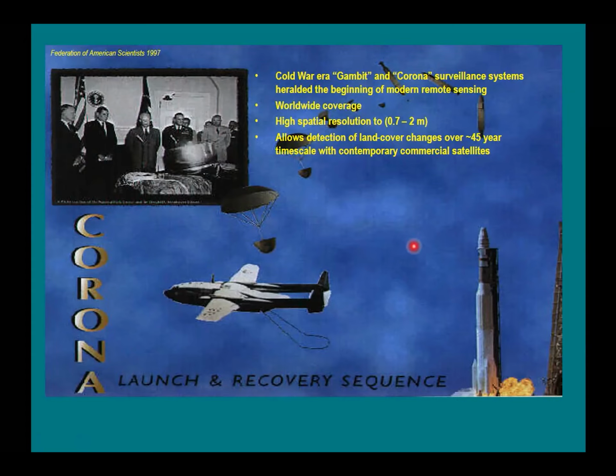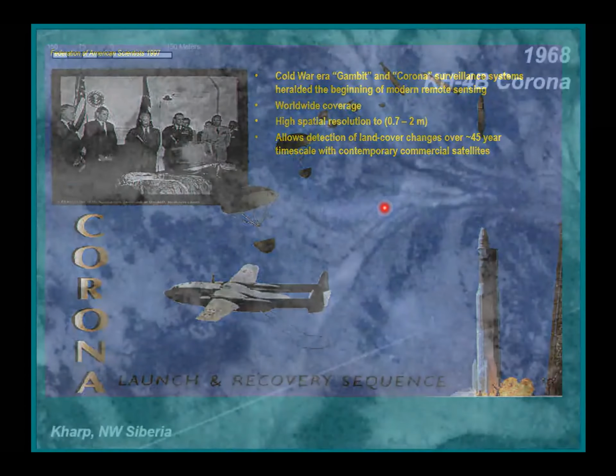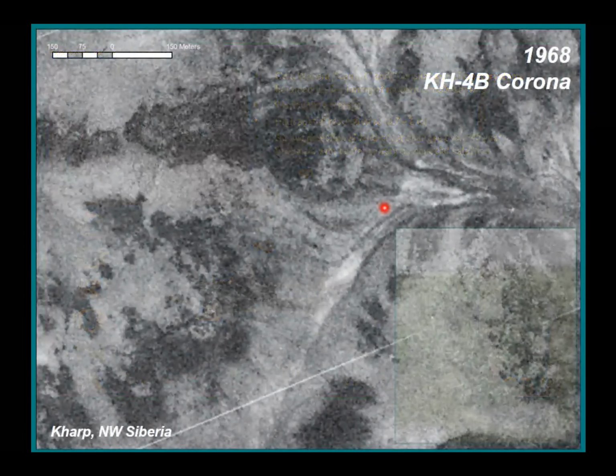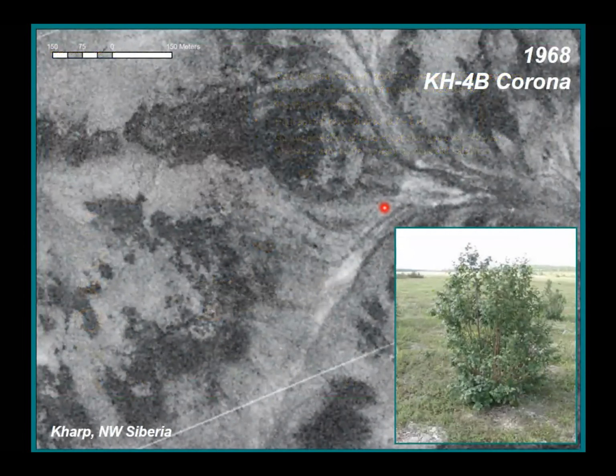And so it was pretty nice utility for environmental sciences. I'm sure it was for spying as well, but it became very useful for land surface change detection. And the resolution was pretty high. The ranges, depending on the camera and the height of the sensor, range from 0.7 to 2 meters. And so this is an image from one of those missions called the Corona set of missions.